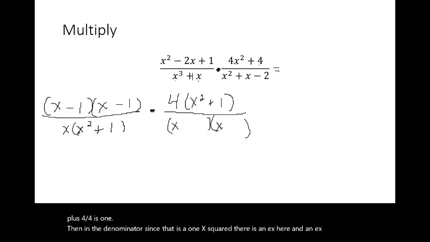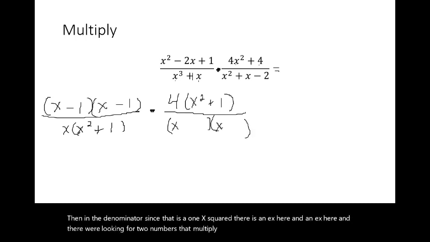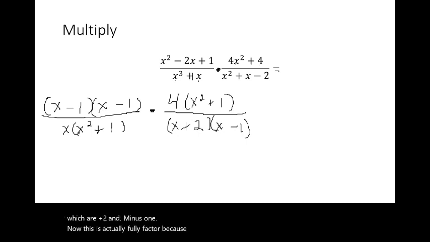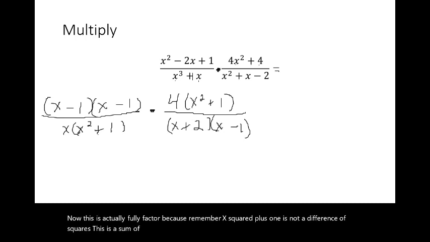And then we're looking for two numbers that multiply to negative 2 and add up to positive 1, which are plus 2 and minus 1. Now this is actually fully factored because remember, x squared plus 1 is not a difference of squares. This is a sum of squares. The sum of squares is not factorable. You might remember that from chapter 5. So x squared plus 1 here is as good as they're going to get.